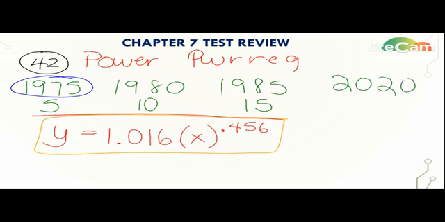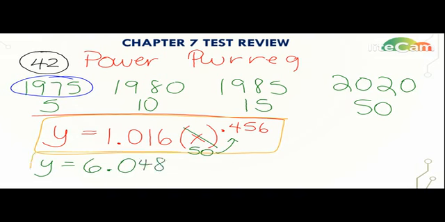Okay. They ask you to give what the number would be if you were looking at 2020. And so we plug in 50 for the x. But remember PEMDAS, you have to do 50 to the 0.456 first before you can multiply that by 1.016. So our answer is going to be y equals 6.048, or you could have put 6.05 because I usually say to round to 2 decimal places when you're looking at money.